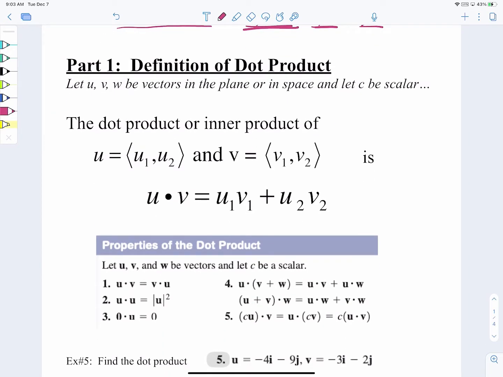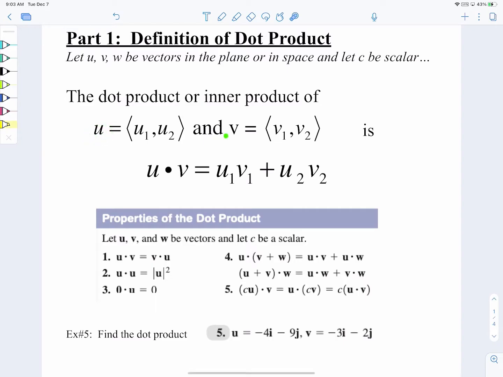Let U and V be vectors in the plane and let C be a scalar. Remember, C is a scalar, which means it's a constant, okay? So if you have two vectors, U1 and U2 are the horizontal and vertical components of this vector, along with V1 and V2. U times V, the dot product of U and V, that's why it's called the dot product, is the sum of the products of the horizontal components and the vertical components, all right?